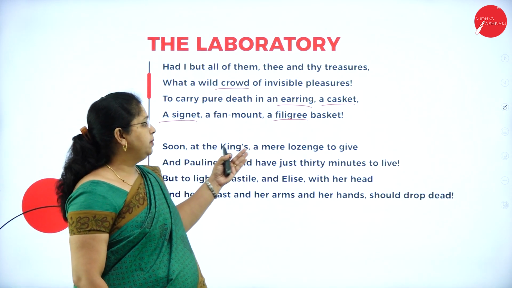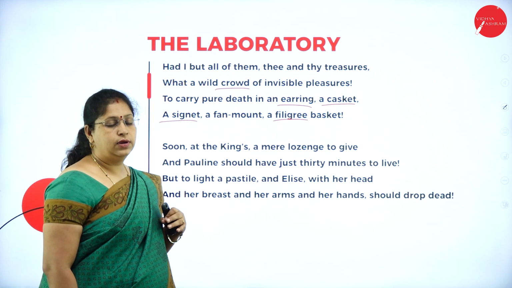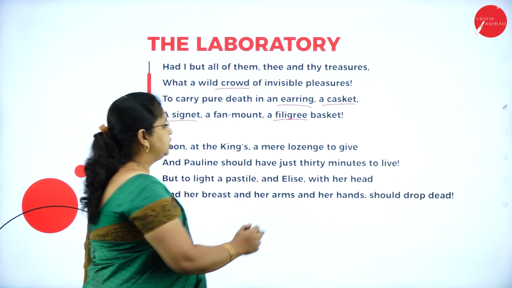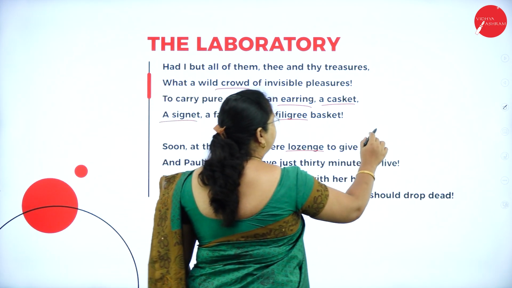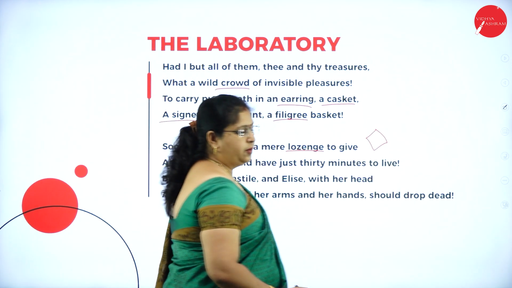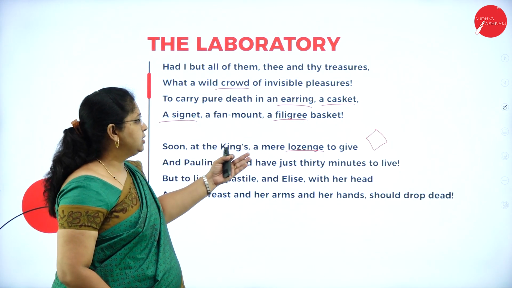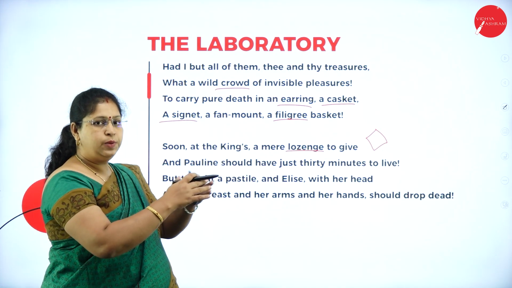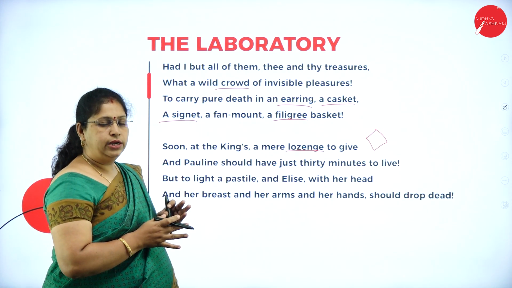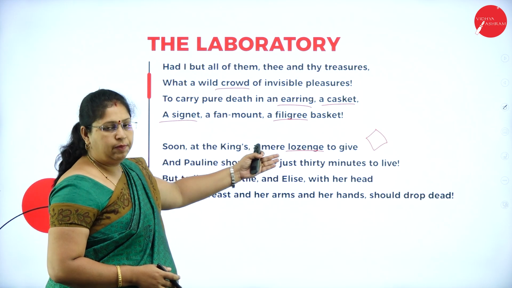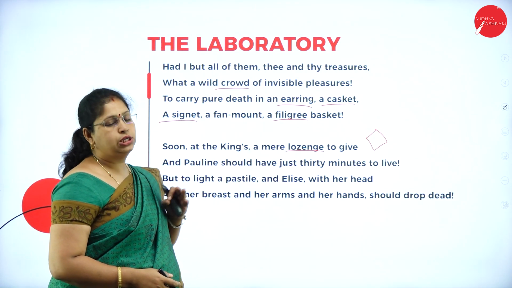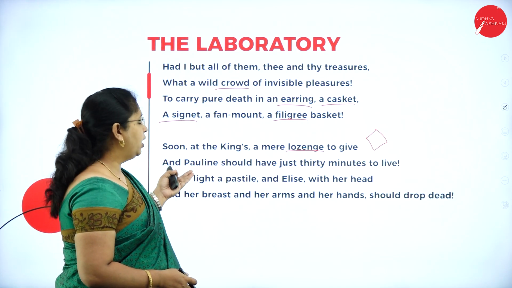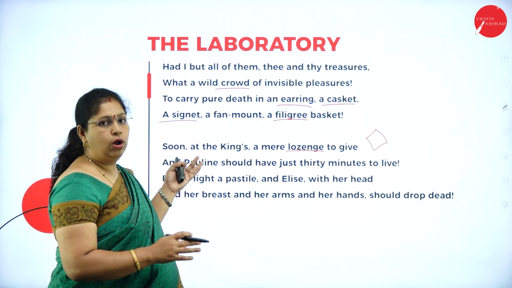See the revengeful attitude of this woman. Soon at the king's a mere lozenge to give. Here, lozenge means the rhombus, or what we call the diamond shape. Okay. Soon at the king's a mere lozenge to give means people will all get together in a diamond shape, lozenge shape, and Pauline should have just 30 minutes to live. Pauline belongs to the name Paul, Saint Paul.